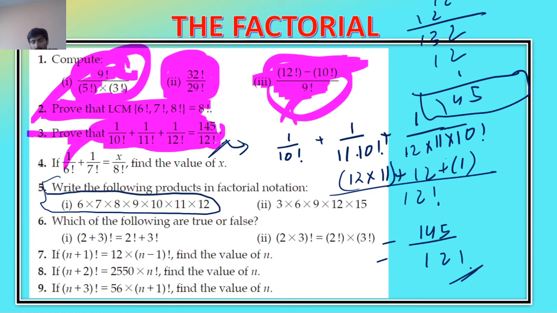Now, this type of problem we have already solved once. Write the following products in factorial notation. So this you can directly write as 12 factorial divided by 5 factorial. See, 12 into 11 and so on, it is continuous, right? So whatever is left from here comes as 5 factorial, so that I will write in the denominator.